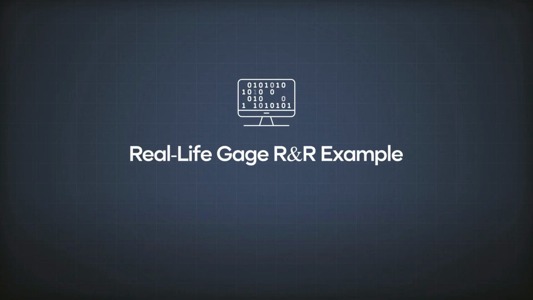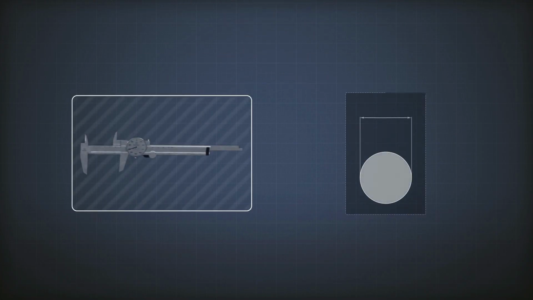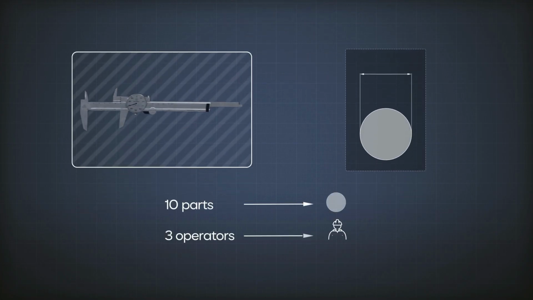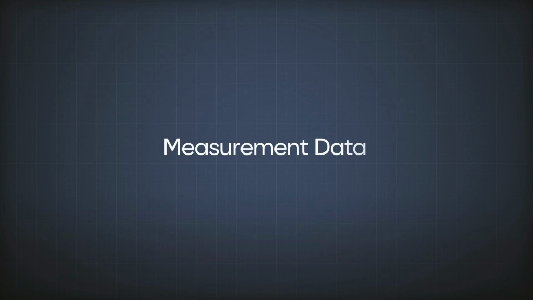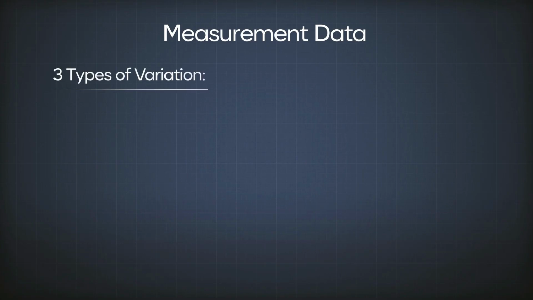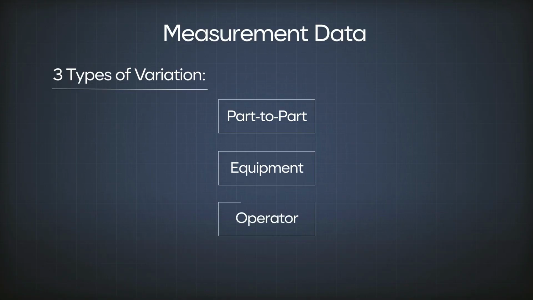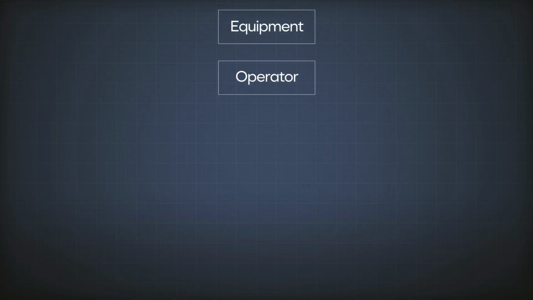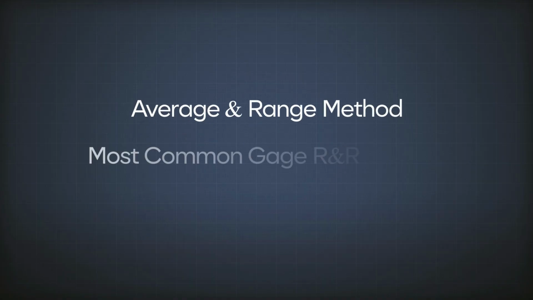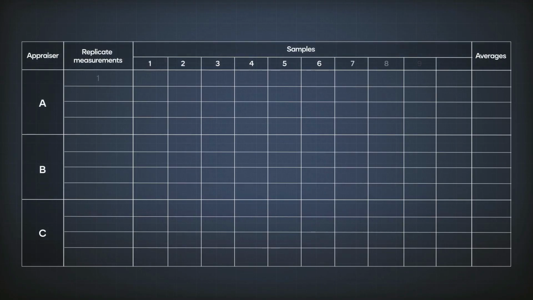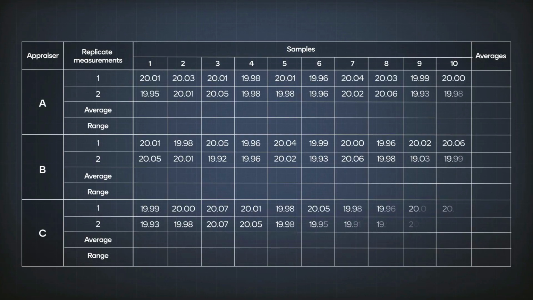Let's set the scene. We are measuring a shaft diameter. 10 parts, 3 operators. Each operator measures each part twice. That gives us a table of measurements. This data contains 3 types of variation: part-to-part variation, equipment variation, operator variation. In this example, we are going to measure the variation using the average and range method, the most commonly used approach for Gauge R&R. Now to start, we list our measurements in a sheet like this, then we move to the first step, ranges. For each operator measuring the same part twice, we calculate the range.